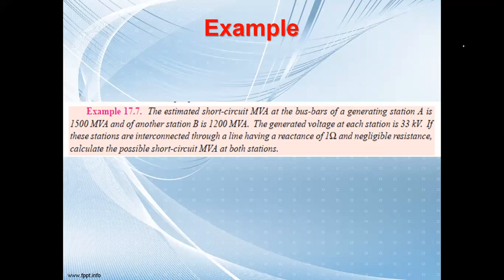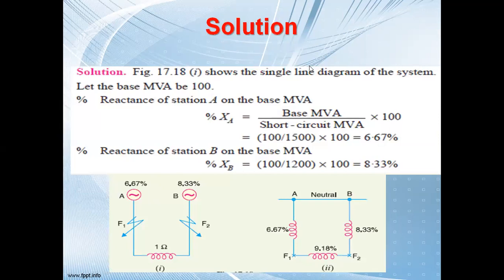Okay. So in this case, the line reactance is given as 1 ohm, and the resistance is neglected. We need to calculate the short circuit MVA. There are two generating stations, A and B, and we need to calculate their reactances.